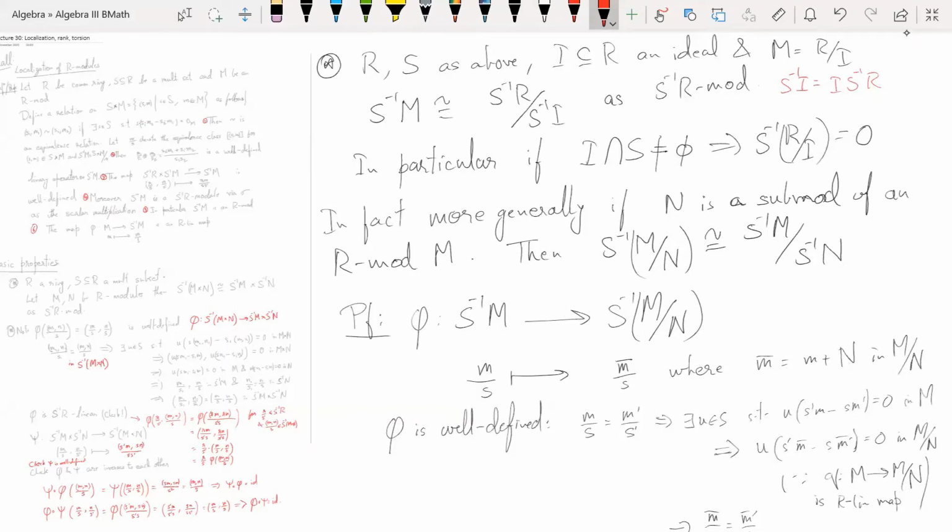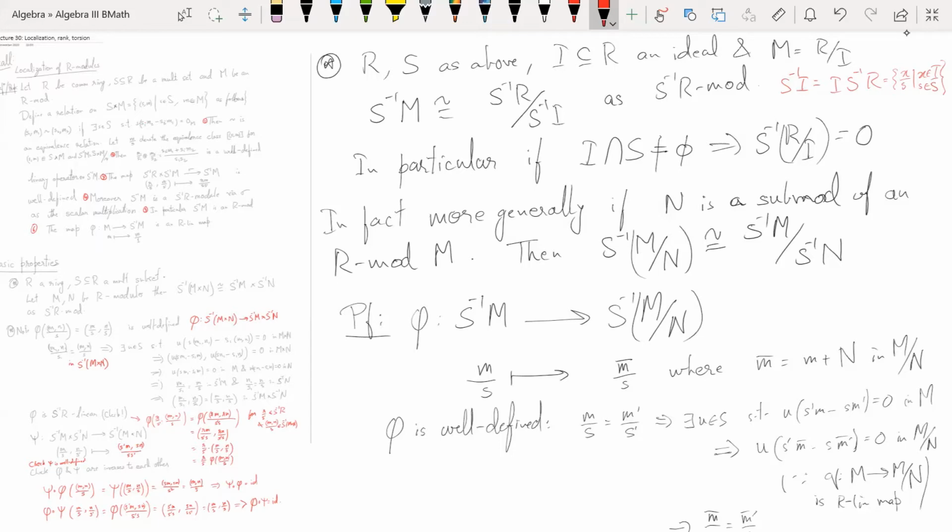So we saw that this, as a set, is basically x over s, with x in I and s in S. This is the description, and you show that this is closed under addition and multiplication. So in particular, if you know that I intersection S is non-empty, then S inverse I will become the whole thing.